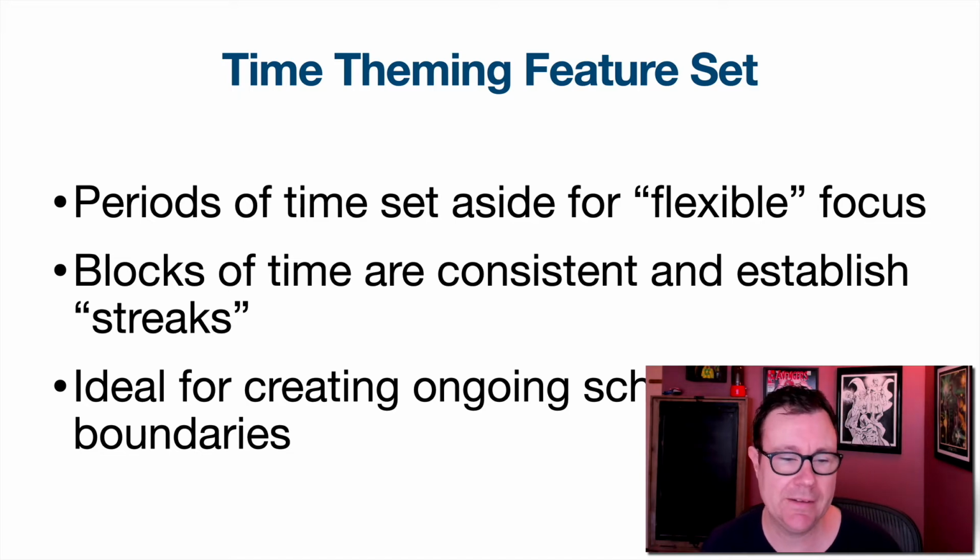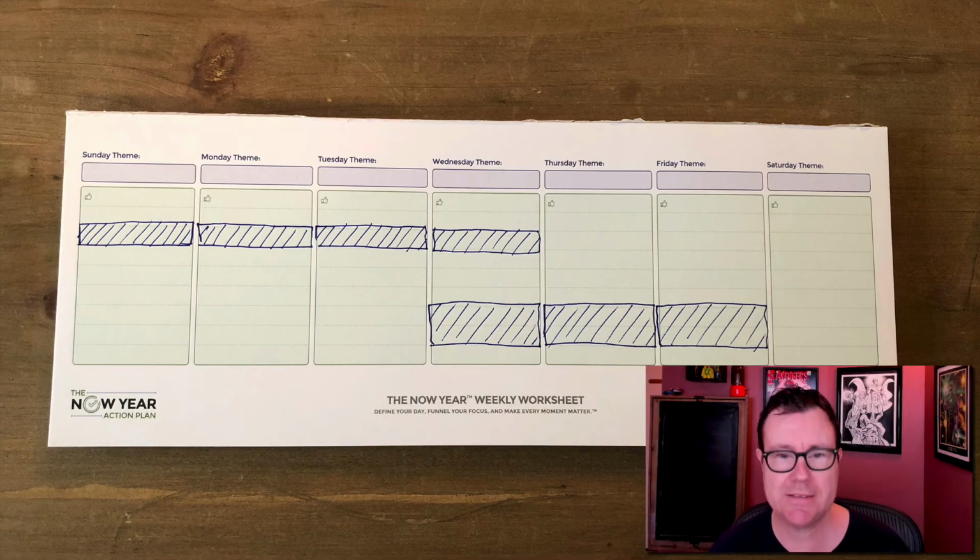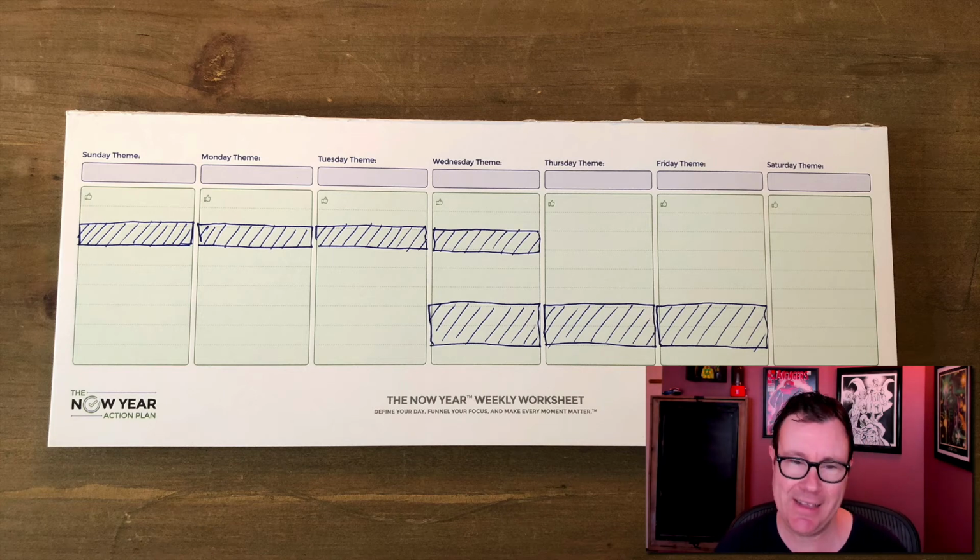And then finally, these are really ideal for people who want to create ongoing schedule boundaries. So again, back to this slide. For example, you cannot book time with me during those periods of time. They are consistent. They are week over week. You see this in my schedule. I see this in my schedule. And I know that no one can book time with me during that period of time.